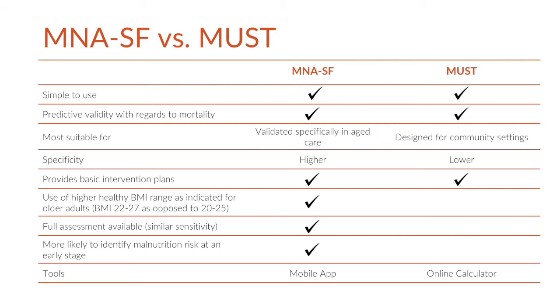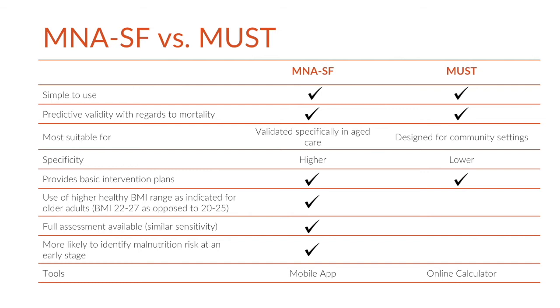While both the MNASF and the MUST tool are valid tools to screen for malnutrition, there are a few differences between them and it is important to understand what they are. Both tools are simple to use and offer predictive validity with regards to mortality. The MNASF is validated specifically in aged care, while the MUST tool was designed for community settings.